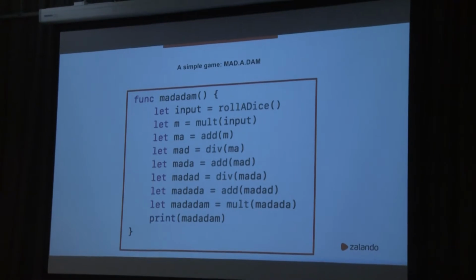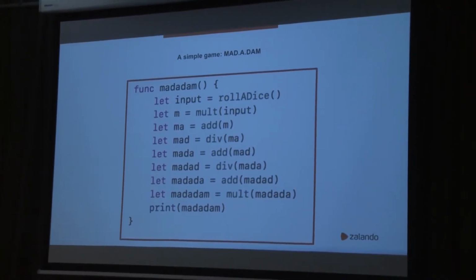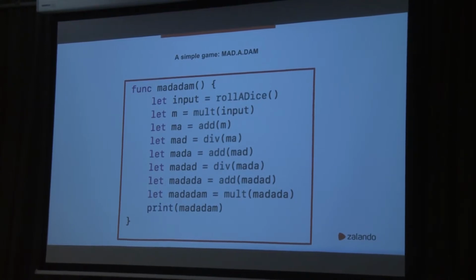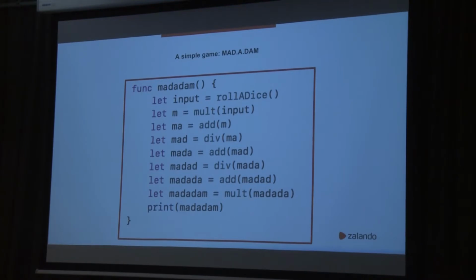And when you crash, you don't want to have a crashy program. But let's assume we'll succeed on this step. So let's go through the Mad Adam game, OK? First, I roll a dice. I put the input into multiplication, then get that result, do the division, do the addition, and you get the result.